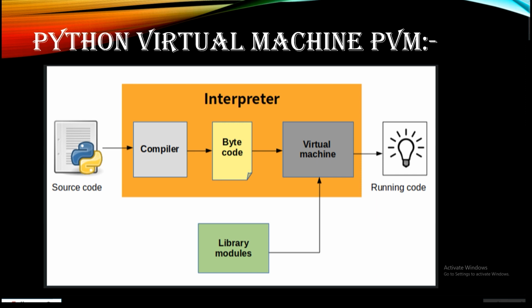To carry out this conversion, PVM is equipped with an interpreter. The interpreter converts the bytecode into machine code and sends that machine code to the computer processor for execution. Since the interpreter is playing the main role, often the Python Virtual Machine is also called an interpreter.